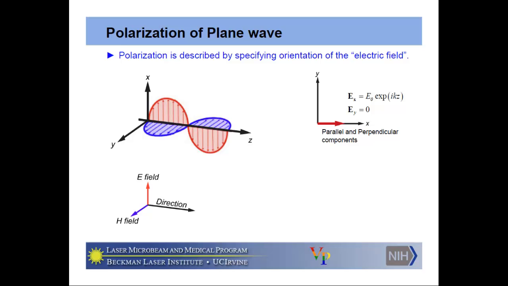Now we are going to consider polarization. Polarization is described by specifying the orientation of the electric field. So when the electric field propagates, it is oscillating up and down, or depending on the direction, it's oscillating. In this case, it is oscillating along the x-axis. And we can calculate the parallel and perpendicular components of the electric field.